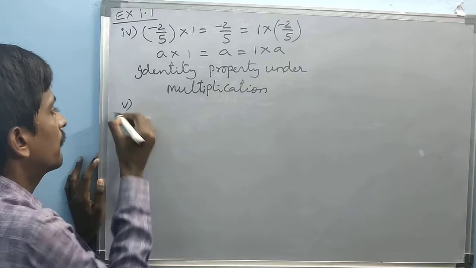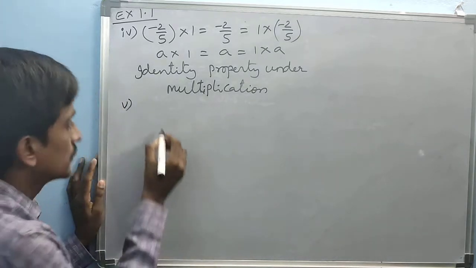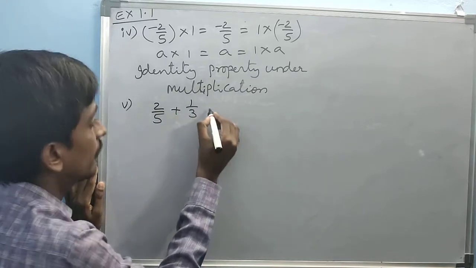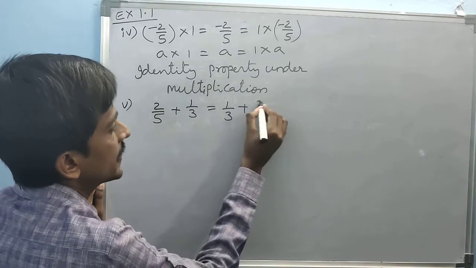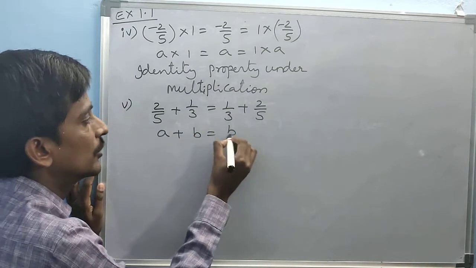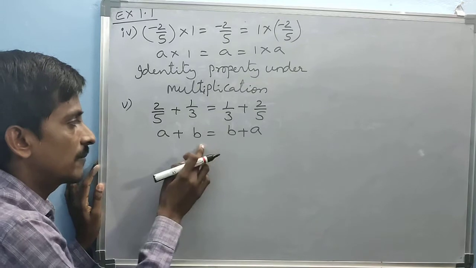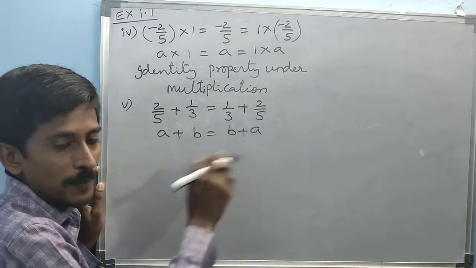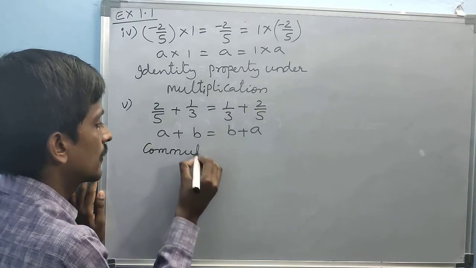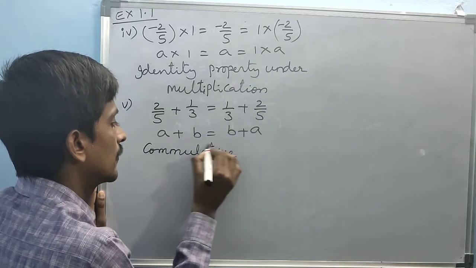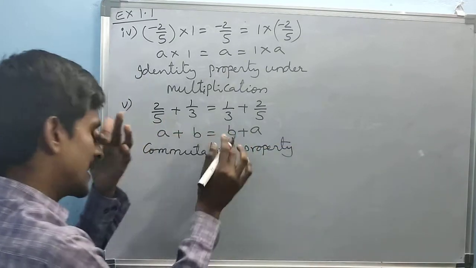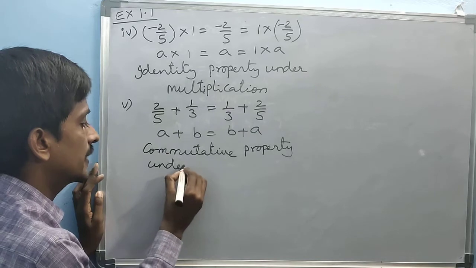Okay. Fifth one. 2 by 5 plus 1 by 3 equals 1 by 3 plus 2 by 5. A plus B equals B plus A. Same numbers added in reverse order. This property is called the commutative property, here under addition.